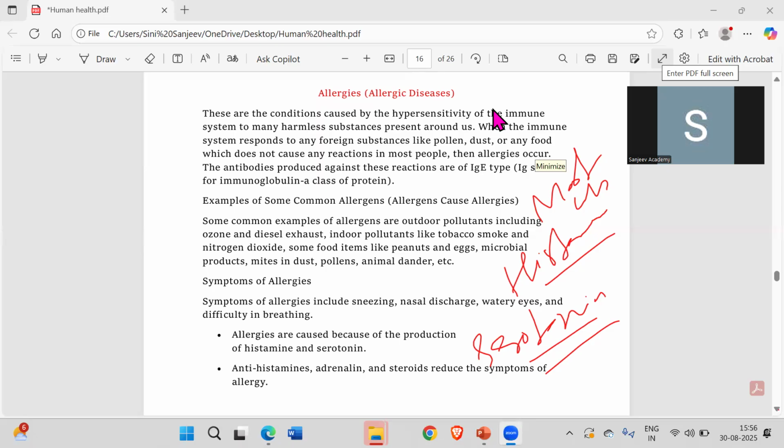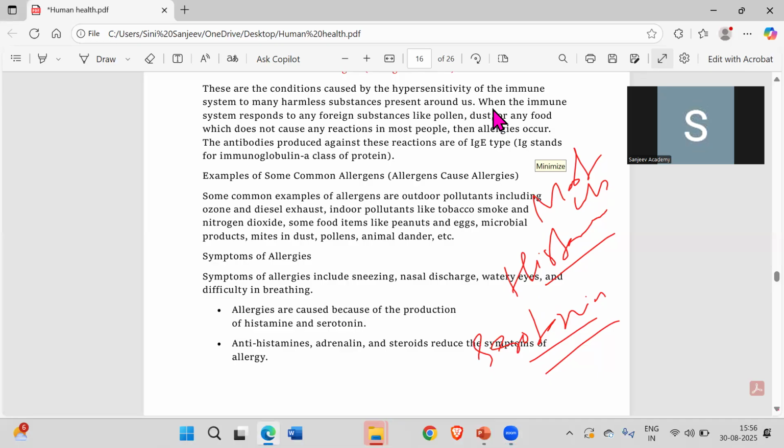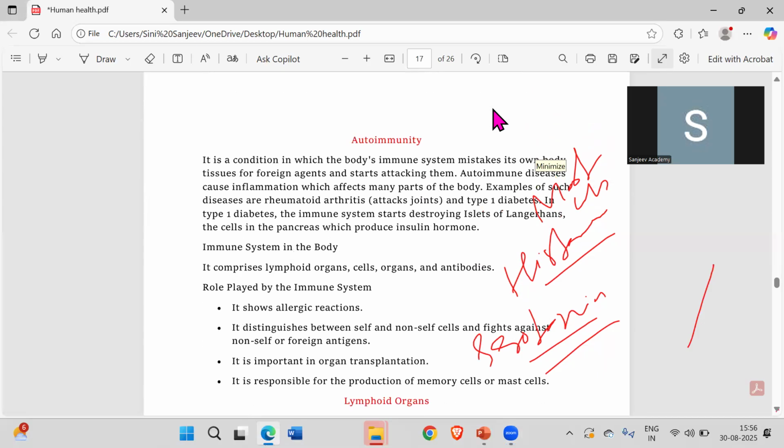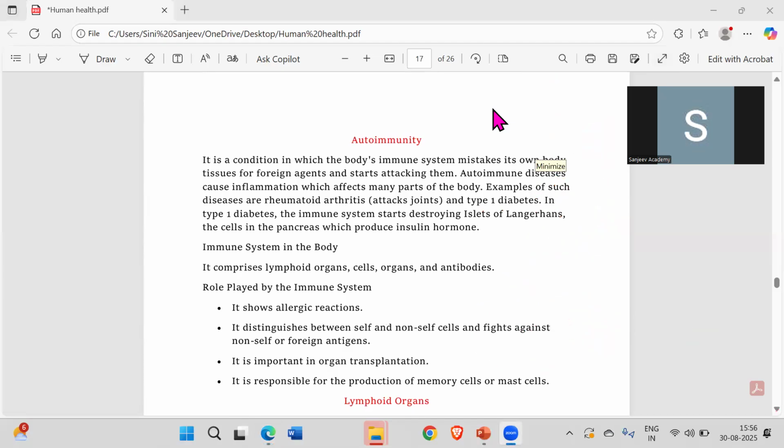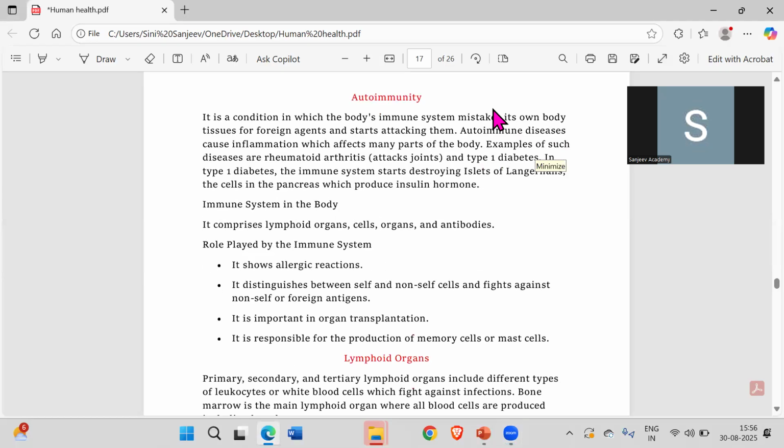Okay, so allergies means what? It's nothing but a hypersensitivity of the immune system, wherein the doctors are going to give you antihistamines or serotonins, which are produced from the mast cells. Okay, so these allergies develop something which is called as what? Autoimmunity sometimes. So what is this autoimmunity? Autoimmunity is a condition in which the body's immune system mistakes its own body tissues for foreign agents and starts attacking them.